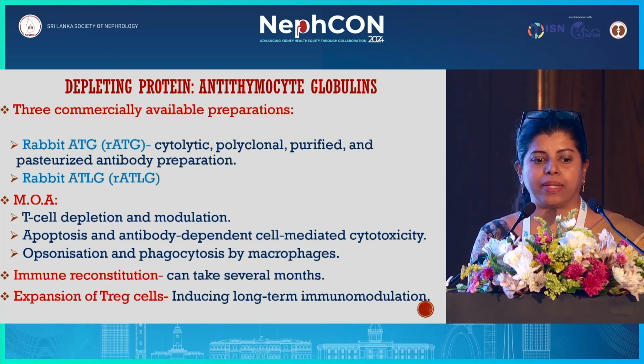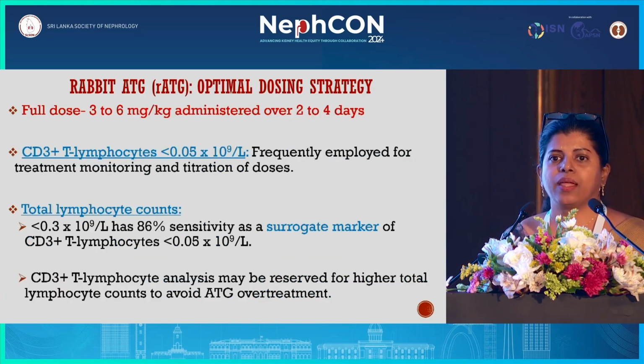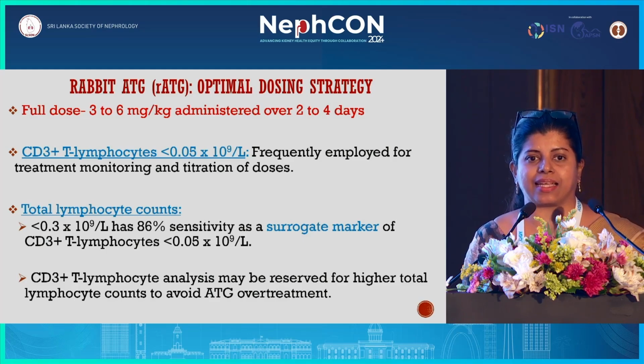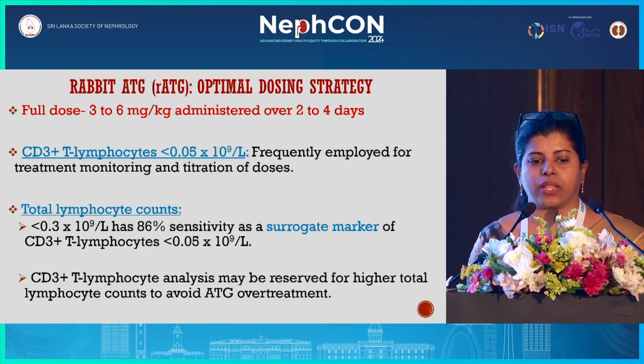But rabbit preparations can also preferentially help in the expansion of T regulatory cells compared to effector cells, inducing long-term immunomodulation. So what are the optimal dosing strategies that are available for this rabbit ATG? The full dose that's usually recommended is 3 to 6 milligrams per kg administered over 2 to 4 days.